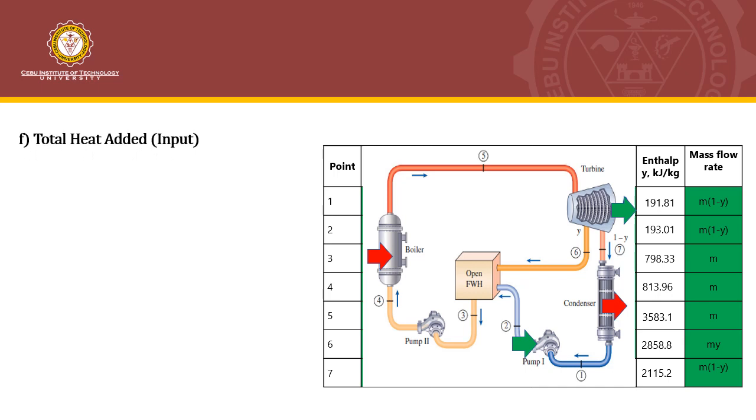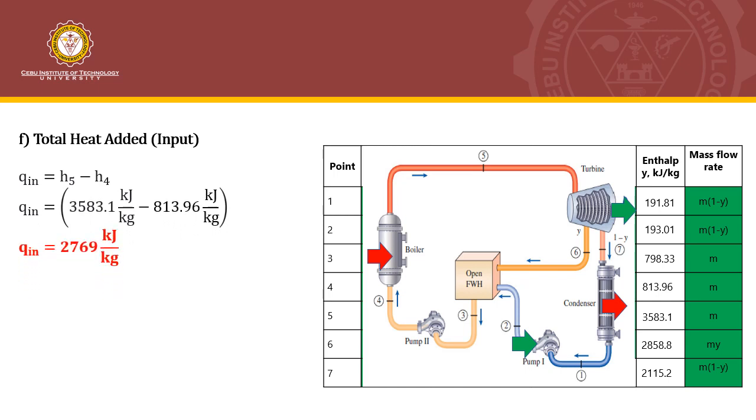For the total heat added, or the heat input in the boiler, we can observe that there's no loop here. We just basically get the difference of the enthalpy across the boiler. So it's H5 minus H4. So the Q in is 2,769 kilojoules per kilogram. So the total heat added by the steam generator is 2,769 kilojoules per kilogram of steam.